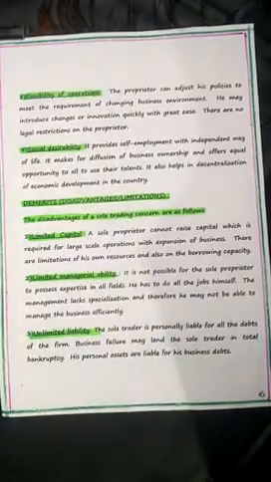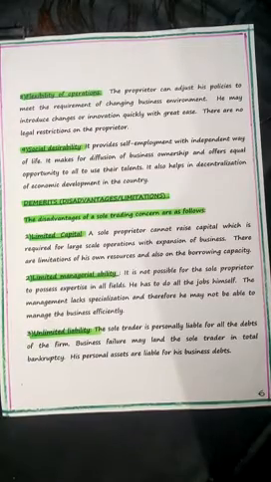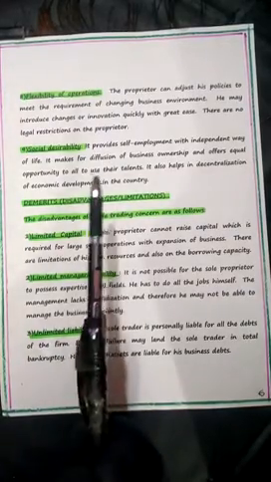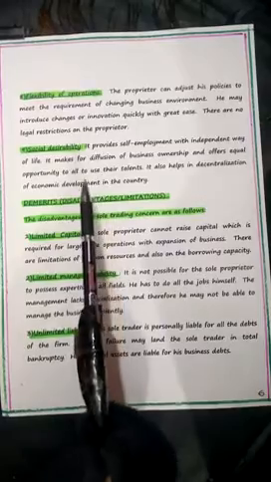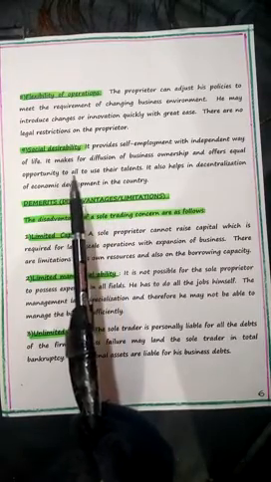Ninth one was social desirability. So you choose 7 out of 9, children. 9 points I've given here. At least 7 you should know. Please make a note of it.